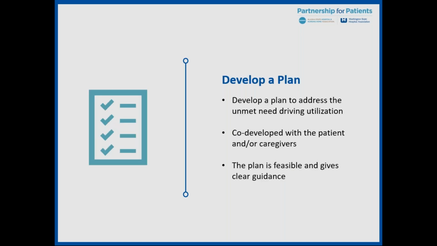And so then the next step is to develop a plan. We want to develop a plan that addresses their unmet need to slow down that cycle of utilization. And this plan should be co-developed with the patient and/or their caregivers. And it should be something that's feasible and gives them clear guidance. This isn't stop smoking tomorrow, stop drinking forever. This is, what are the small achievable steps that you can take so that you can have your needs met outside of the hospital.